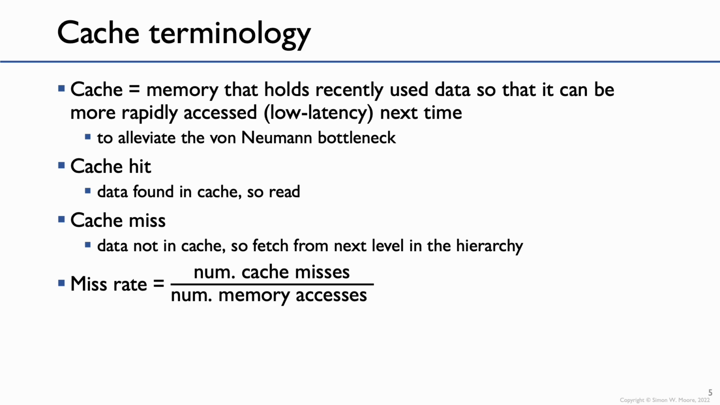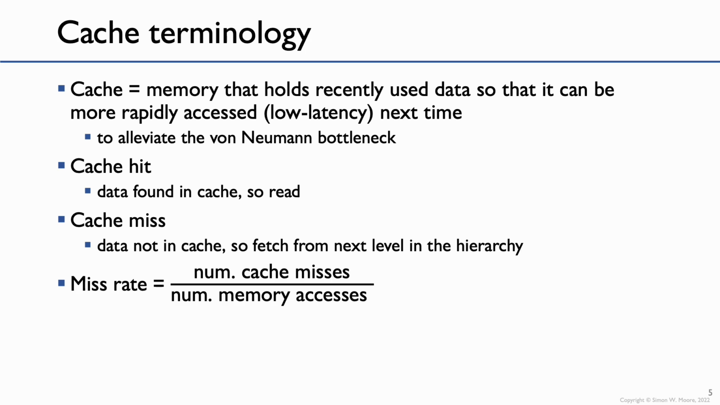Let's look at some of the cache terminology. The cache is a memory that holds recently used data so that it can be more rapidly accessed. In other words, it gives you very low latency access to that data next time you use it. And the idea is to alleviate, or mitigate, rather, the von Neumann bottleneck.